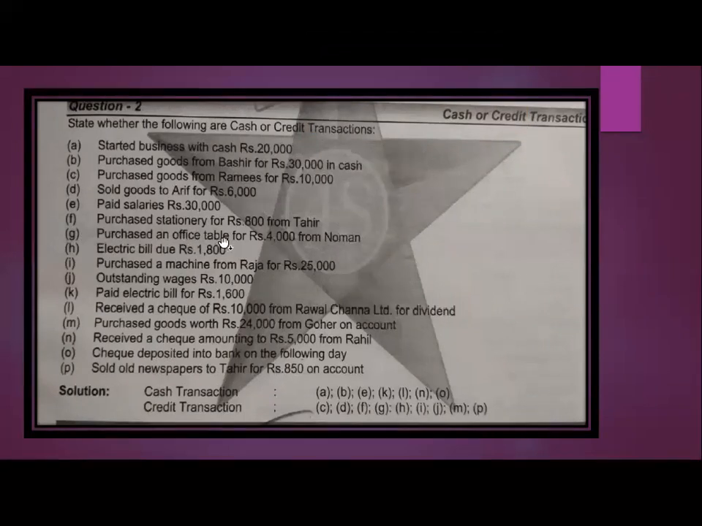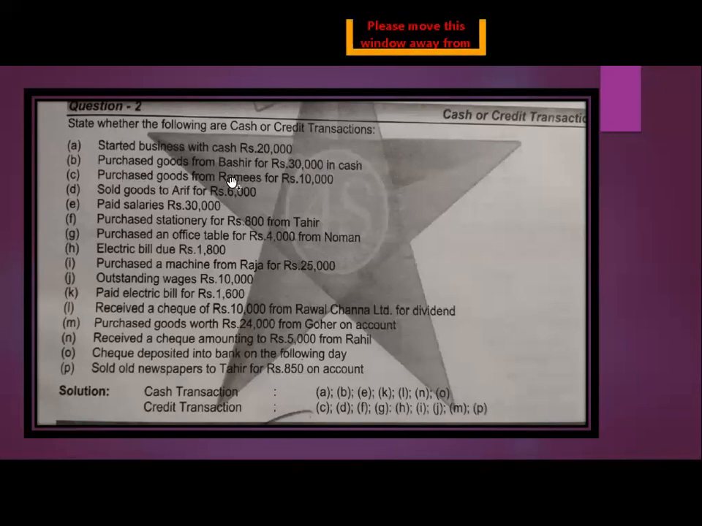परचेज ऑफिस टेबल फॉर 4,000 की ऑफिस टेबल की वर्थ है फ्रॉम मिस्टर नुमान. अब यहाँ पे ये मेंशन नहीं है कि जो आपकी परचेजिंग है वो आपके पास कैश पेमेंट है या क्रेडिट, बिकॉज अगर कैश होता तो वर्ड कैश होना जरूरी था या फिर उसका पेड होना जरूरी था, ठीक है. अगर आप उसको नंबर बी से कंपेयर करें, परचेज गुड फ्रॉम मिस्टर बशीर फॉर ₹30,000, लेकिन इसके आगे इन कैश मेंशन है, इसलिए नंबर बी आपका कैश ट्रांजेक्शन है. क्लियर? मैं नंबर सी को प्रोसीड करती हूँ.